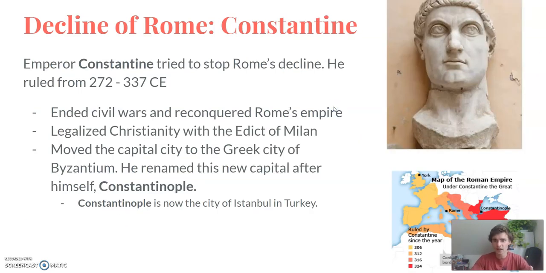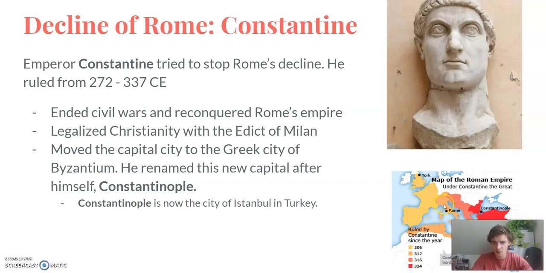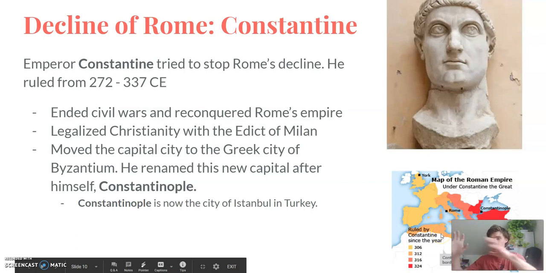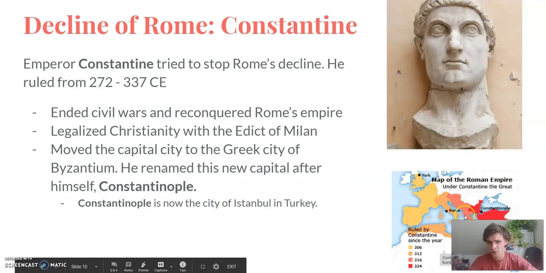One emperor who did try to restore Rome's greatness was Constantine. So during his time, Rome almost escapes their decline. Constantine ruled for a long time, from 272 to 337 CE, and he ended civil wars and reconquered Rome's empire. So Constantine started out ruling this part, which is Britain, Gaul, and Spain, and he expanded to reconquer a lot of Rome's empire, not from other tribes, but from different Romans. So defeating other generals who had divided up Rome, he reunified the empire.